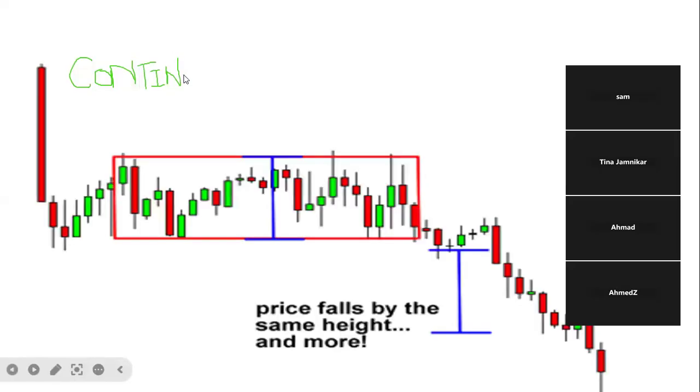Oh my God, what's happening? Annotations.